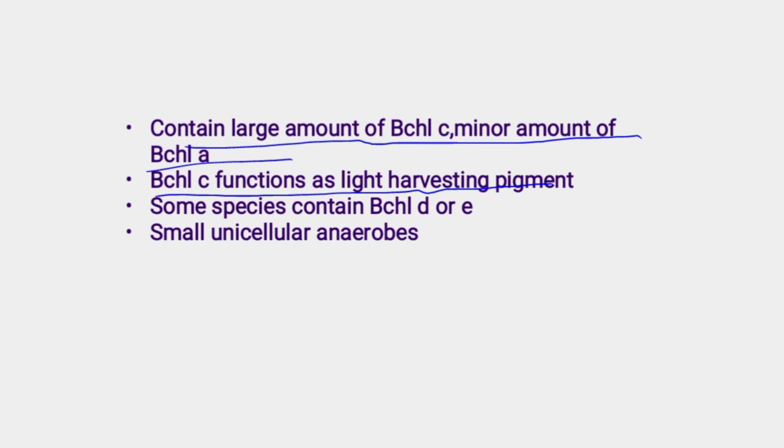Besides bacteriochlorophyll C, some species may also contain bacteriochlorophyll D or bacteriochlorophyll E as antenna pigment. The two families of green photosynthetic bacteria are the green sulfur bacteria and the filamentous green non-sulfur bacteria. The green sulfur bacteria are small unicellular anaerobes belonging to the family Chlorobiaceae. The filamentous green non-sulfur bacteria belong to the family Chloroflexaceae.